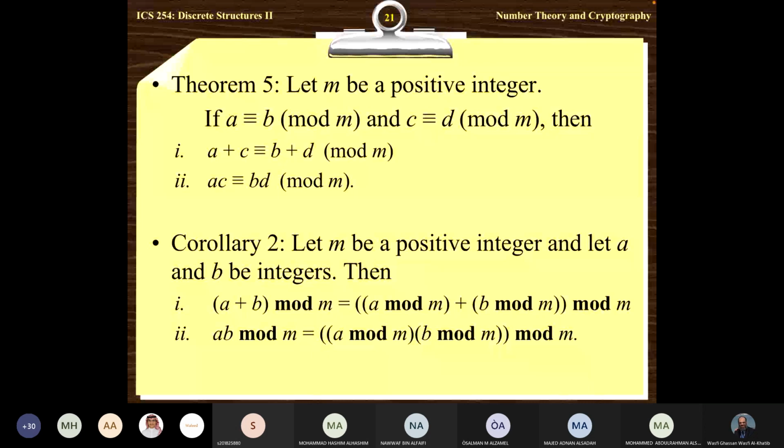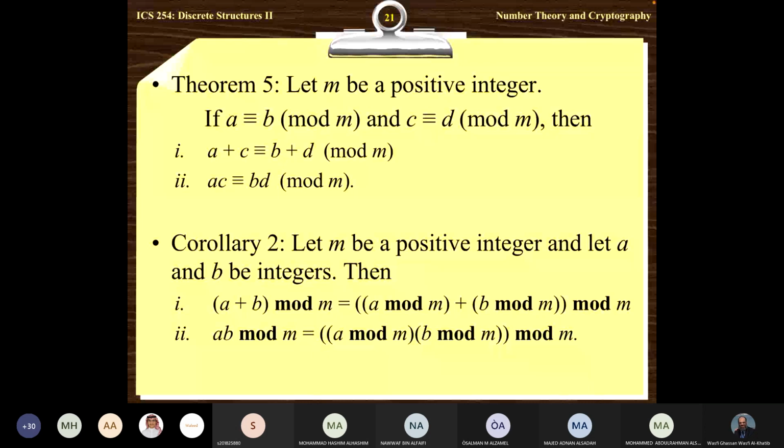Any guess? It's the properties of the congruence. Doesn't it tell you that you can add and multiply either before doing the congruence or after doing the congruence? Yes. This is exactly what it says. The theorem and the corollary, this is exactly what they say.